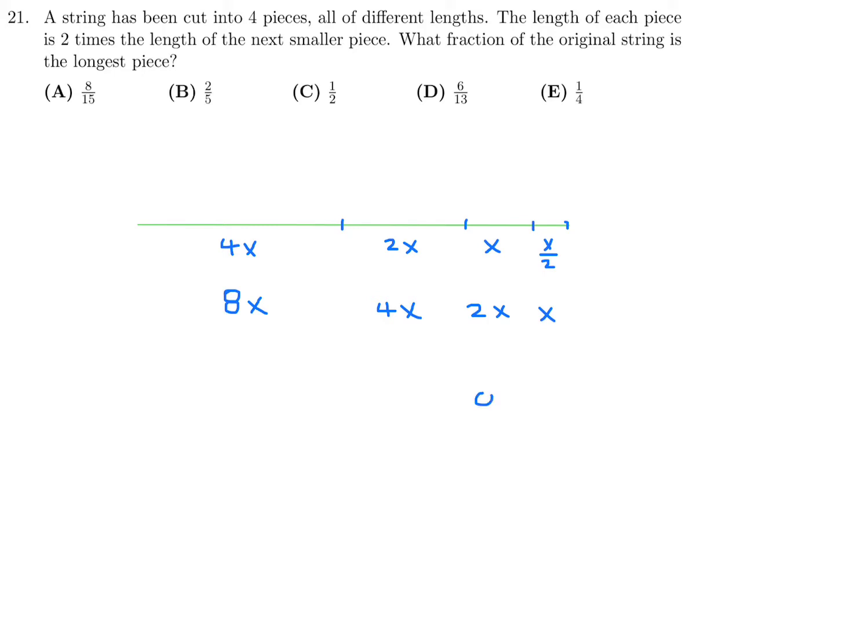Okay, well, the longest piece is 8x, and the original string is the sum of all those pieces. So 8x plus 4x plus 2x plus x, which is 15x. And this is the fraction that they want. And the x's cancel, and all you're left with is just 8 over 15. So number 21, the answer is A.